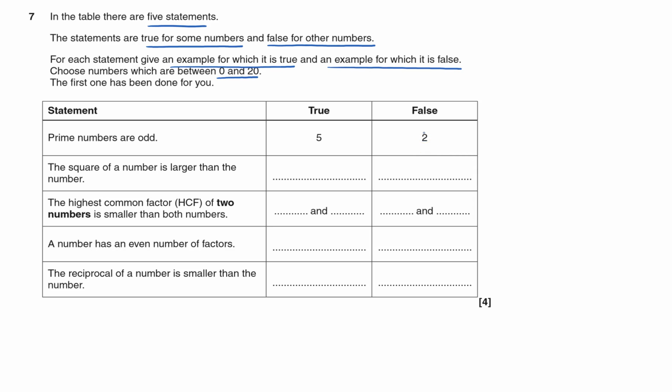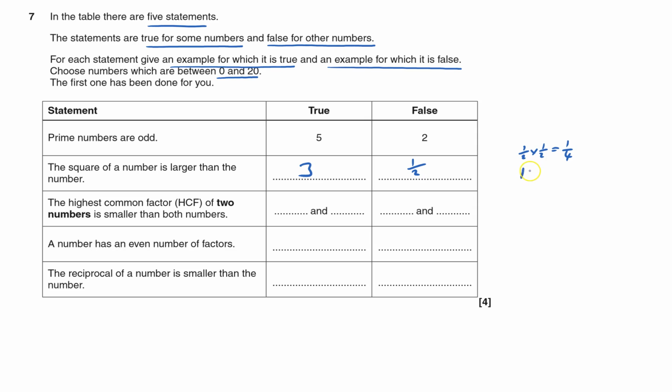Right, the square of a number is larger than the number. That's true for a lot of numbers. For example, 3. 3 squared is 9. But actually for other ones it's not. For example, if you have a number smaller than 1, for example a half squared, so a half squared is a half times a half, which is a quarter, which is smaller than that.